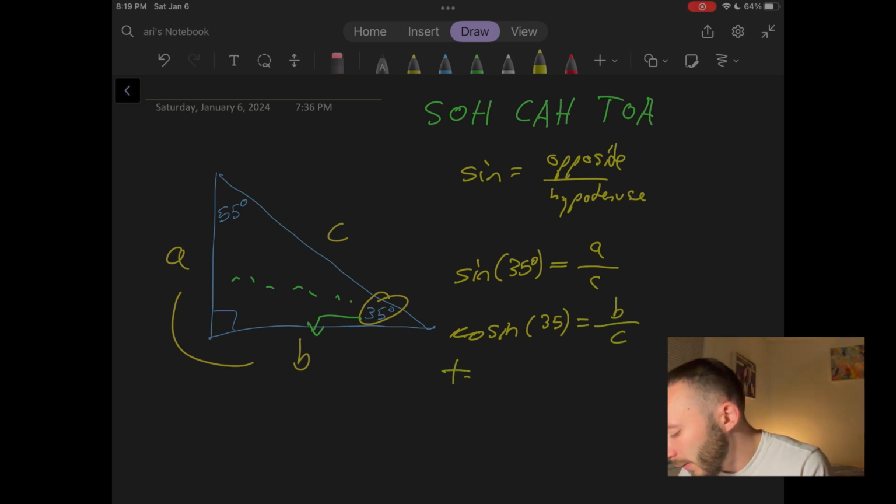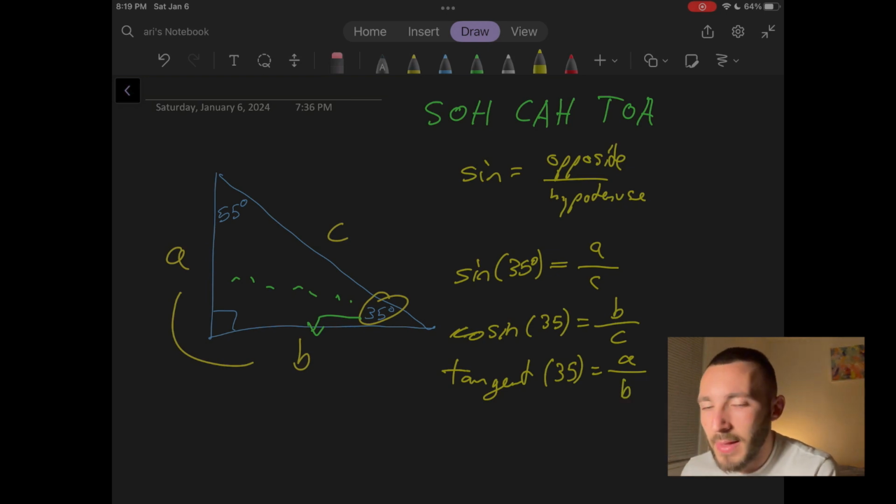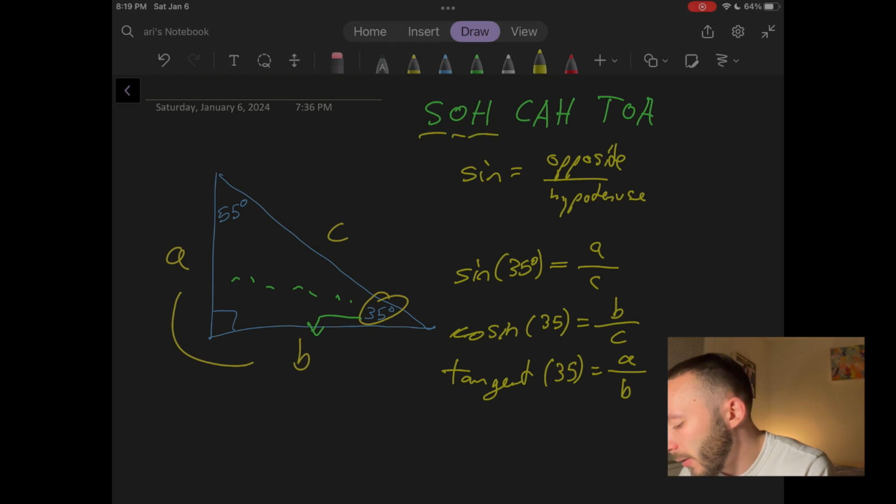And finally, tangent of 35 would be equal to opposite, which is A, divided by adjacent, which is B. This all comes from the acronym. Sine is opposite over hypotenuse, cosine adjacent over hypotenuse, tangent opposite over adjacent.